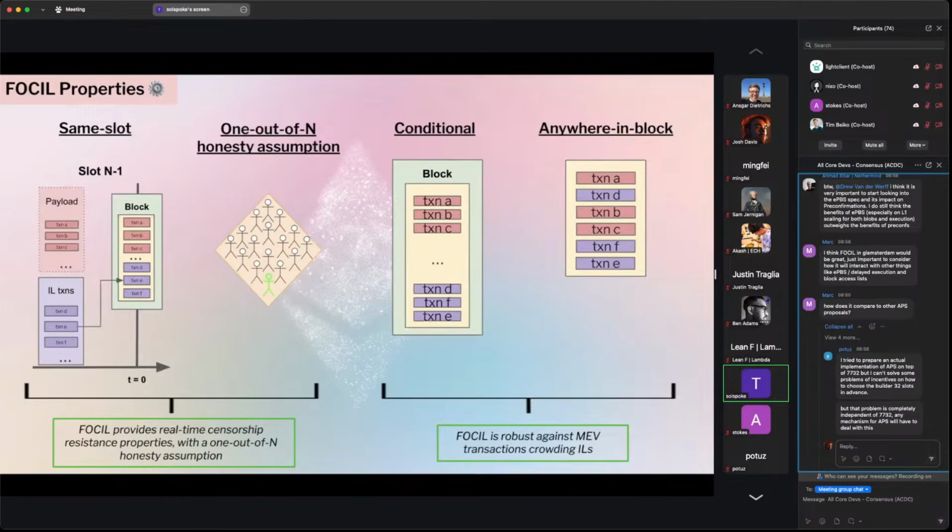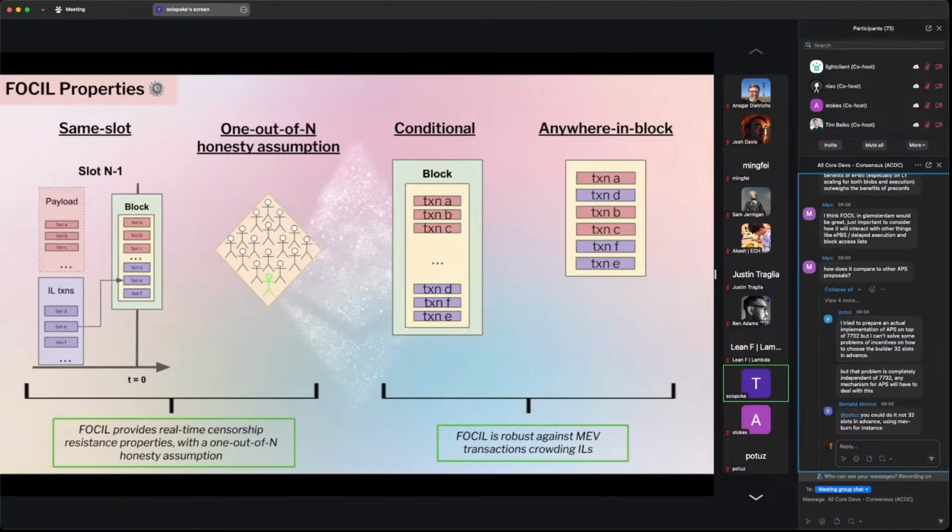And so in Fossil right now, we avoid this because the inclusion list transactions have no ordering guarantees. They must be created before the builder actually builds the block. They are broadcast publicly. So there is really no point in trying to include your MEV transactions via Fossil.